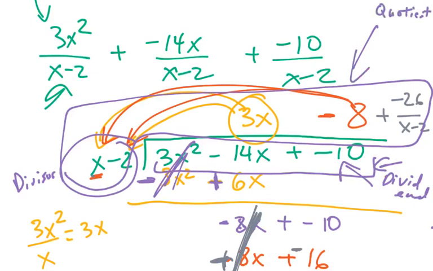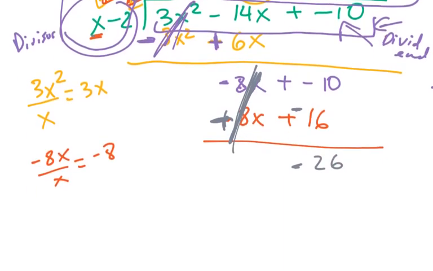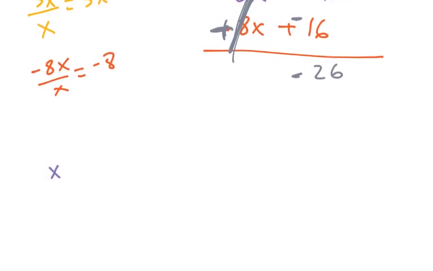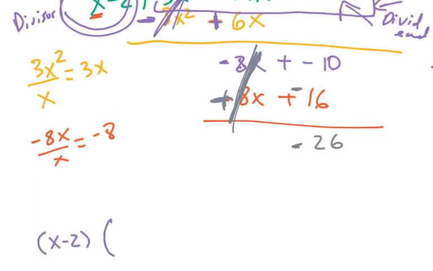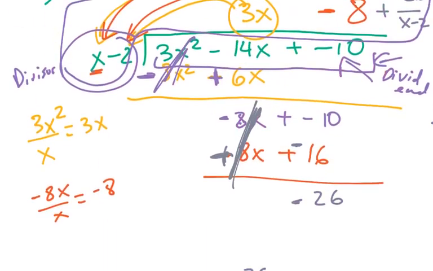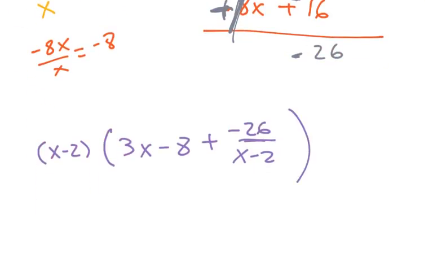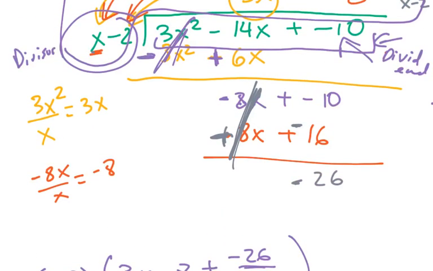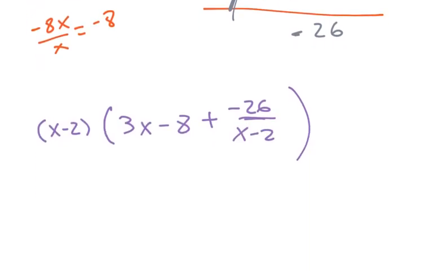And I'm bringing this up because if I take the divisor and the quotient and I multiply them together, so if I took x minus 2 and I multiplied it by 3x minus 8 plus negative 26 over x minus 2, let's make sure I wrote that right. Yeah. If I did this problem correctly, then what should occur is that I should end up getting the dividend. So it should give me 3x squared minus 14x minus 10. And as an exercise, let's see if that's the case.